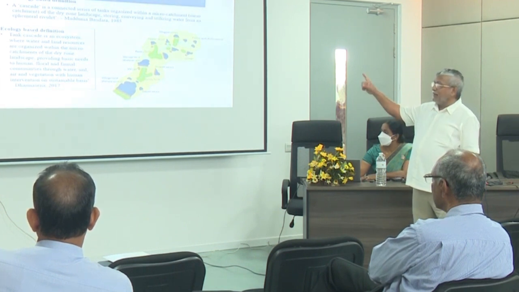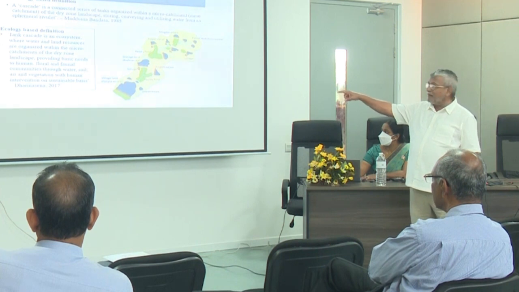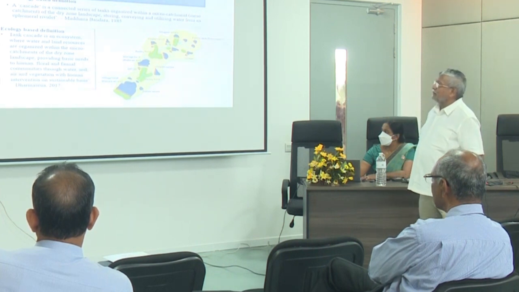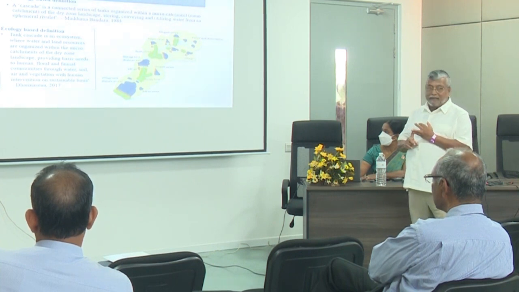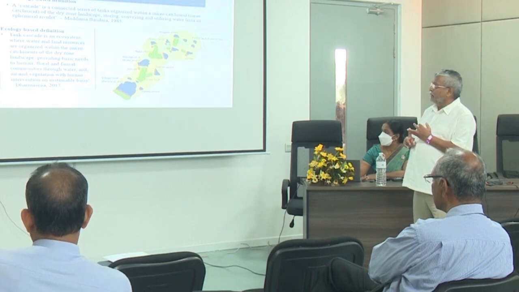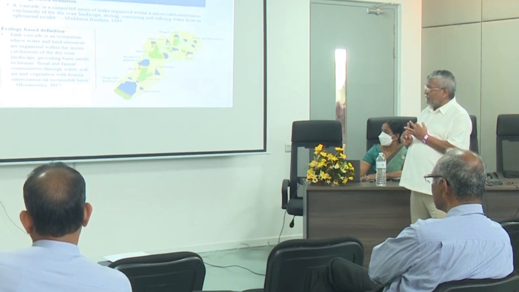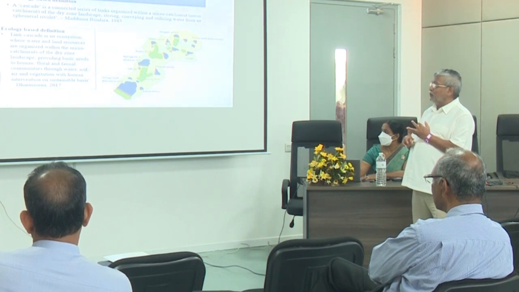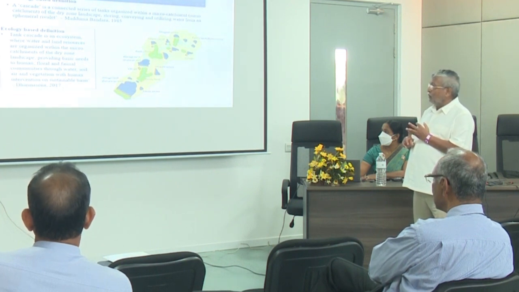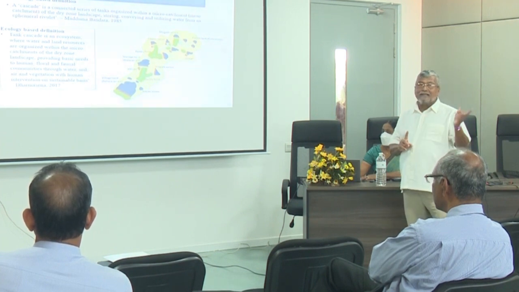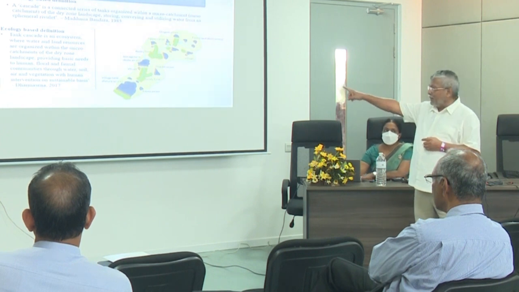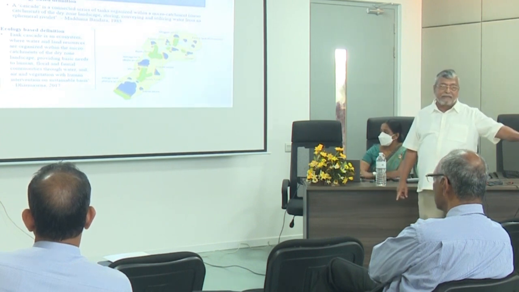So we had to change the definition, the ecological definition: a tank cascade is an ecosystem where water and land resources are organized within the microcatchment of the dry zone landscape, providing basic needs to human, floral and faunal communities, not only for people, through water, soil, air and vegetation with human intervention on a sustainable basis. If you forget that part, sustainable basis, then it is not the cascade system.